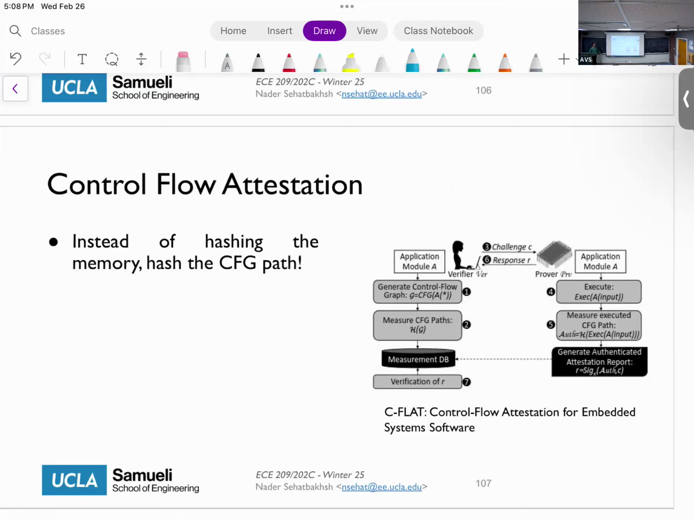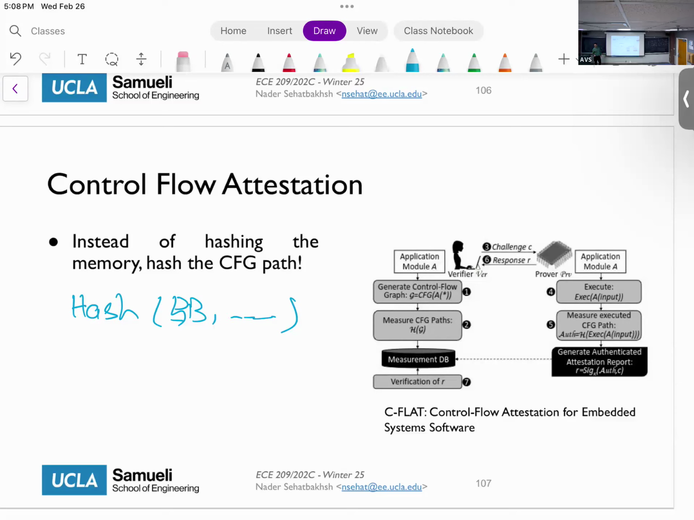There is also another thing called control flow attestation. This is a runtime attestation, where the idea is that we don't only check the status of the memory. We can check the status of the memory, but we can also check the control flow. So basically, what we do is that we hash the basic blocks that we pass through. For example, you give me an input, I run the program, and I go through different parts of the CFG, right? The control flow graph.